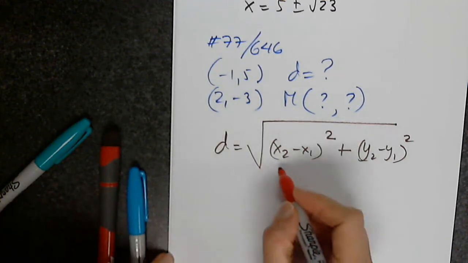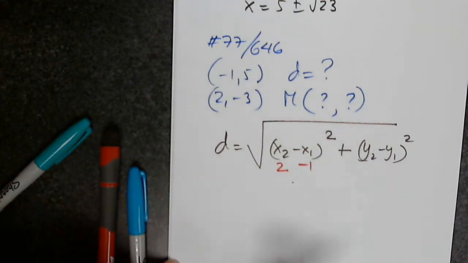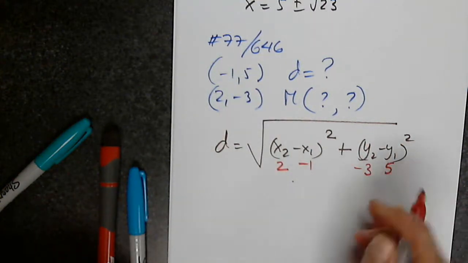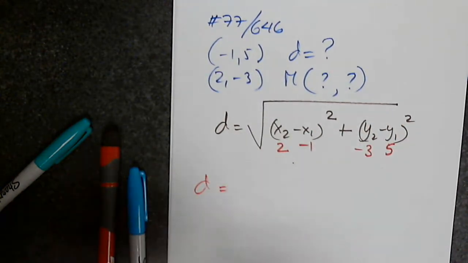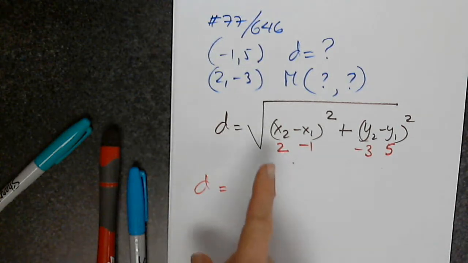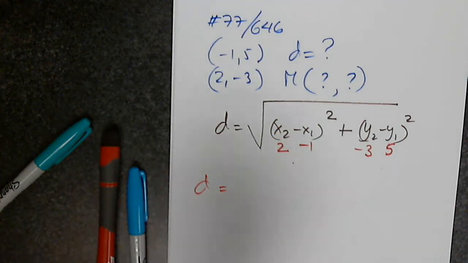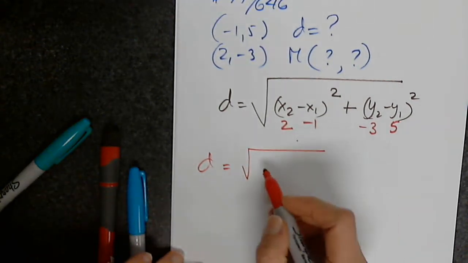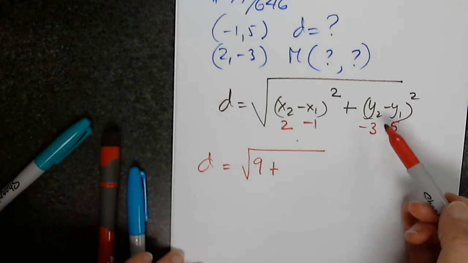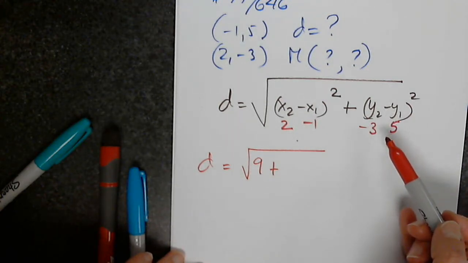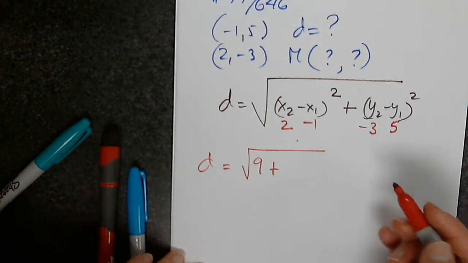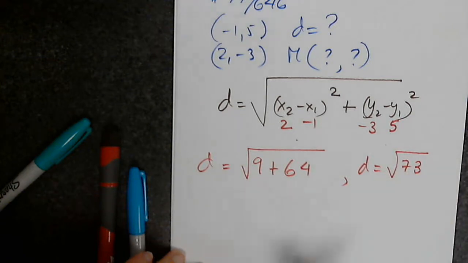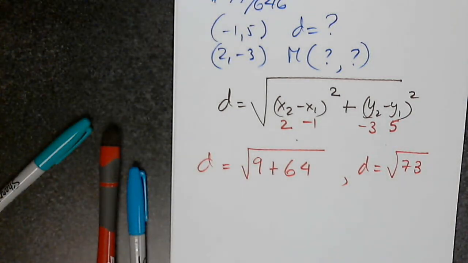So x2 is this, 2. x1 is this, -1. y2 is this, and y1 is this. So then d equals, let's do this together. 2 minus -1, how much is that? 3. And 3 squared is 9, plus -3 minus 5, -8 squared. Very good. So then d equals the square root of 73. And no one can simplify that.